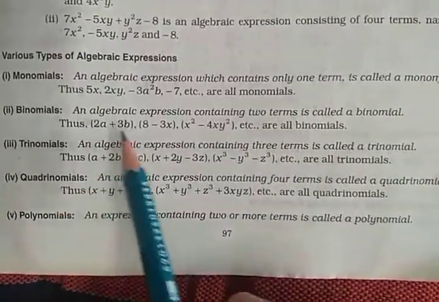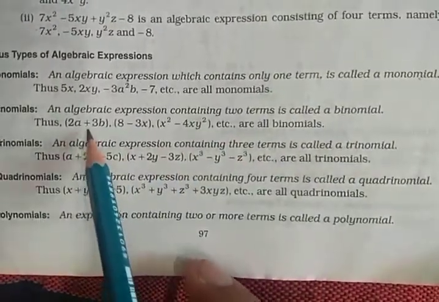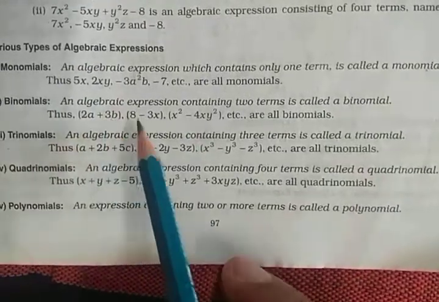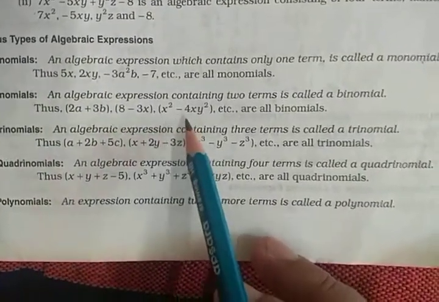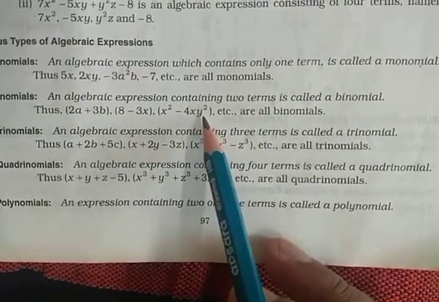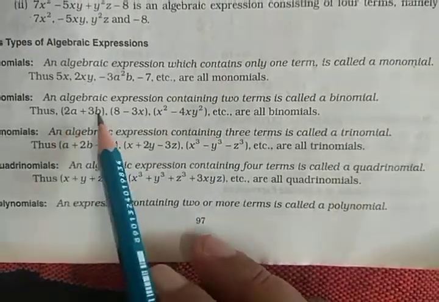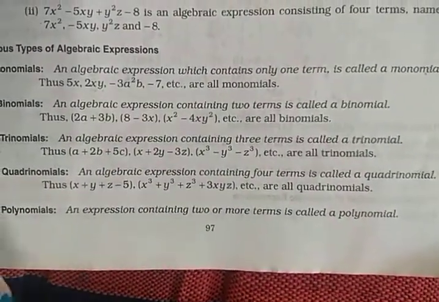Binomial: when an algebraic expression contains two terms, it is called a binomial. So these are algebraic expressions: 2a plus 3b, 8 minus 3x, and x square minus 4xy square. All these three algebraic expressions contain two terms. So these are called binomials.